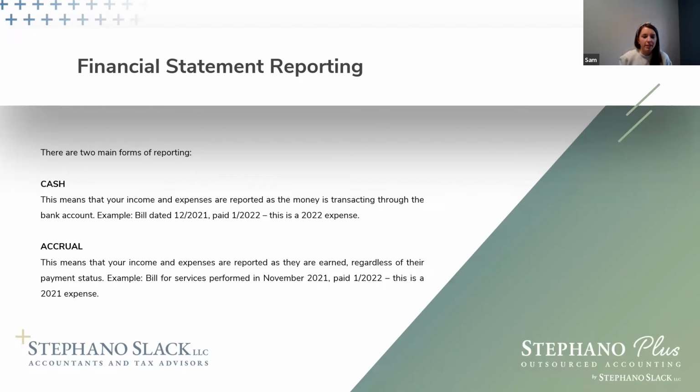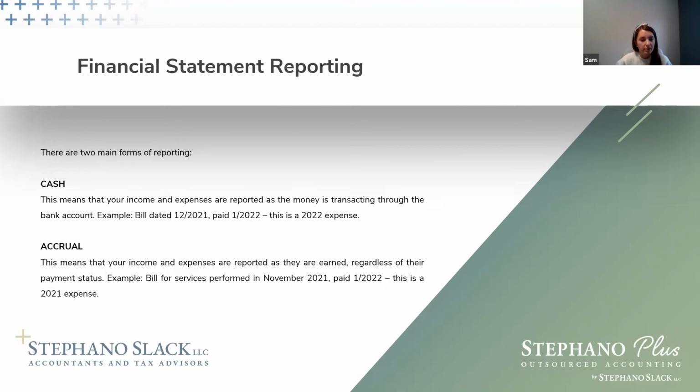Okay, now just some basics in terms of financial statement reporting. This is a part that people really get tripped up on sometimes, in the fact that there's two main forms of how you report your financial information. So the first is cash basis, where you're just reporting your income and expenses as the money is transacted through the bank account. So if you have a bill that you received in December of last year and you didn't pay it until January of 2022, this is a 2022 expense because the cash happened in 2022.